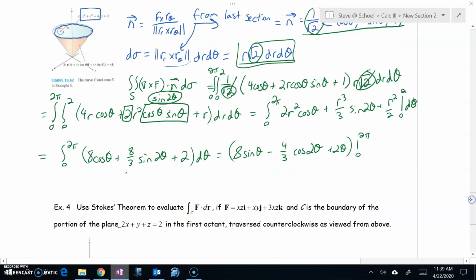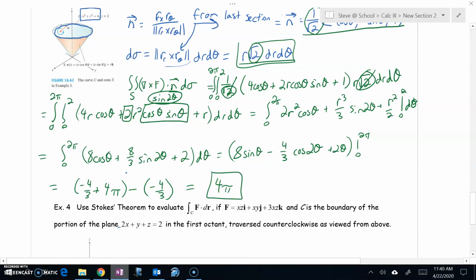Okay, so the circulation, if we plug all this in, 2 pi, sine of 2 pi is 0, cosine of 4 pi is a 1, and therefore we get a negative 4/3 plus 4 pi, minus, and then we plug in 0, that's nothing, that's negative 4/3, and then we don't get anything else. So the negative 4/3, this will become positive, negative cancels. The answer is 4 pi.